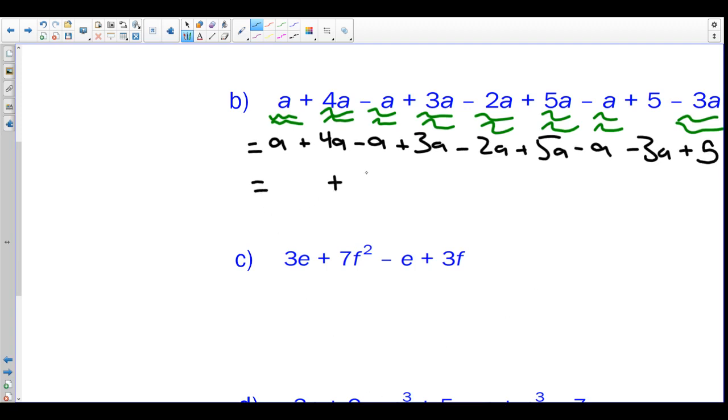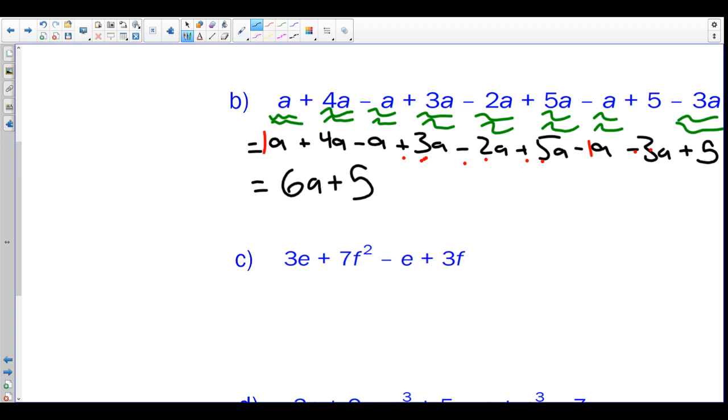I know the answer is going to have plus 5 on the end because we're not combining the 5 with anything else. The question is, what does it get to when we put all those a's together? So you have to kind of go through this and do the arithmetic. 1 plus 4 is 5, minus 1 is 4, plus 3 is 7, minus 2 is 5, plus 5 is 10, minus 1 is 9, minus 3 is 6. So it's going to be 6a plus 5. Final answer.